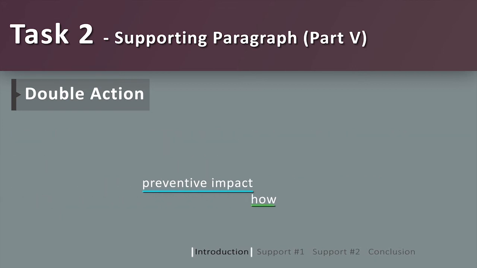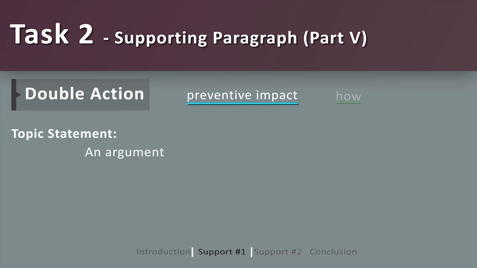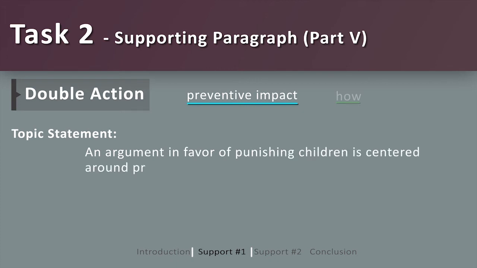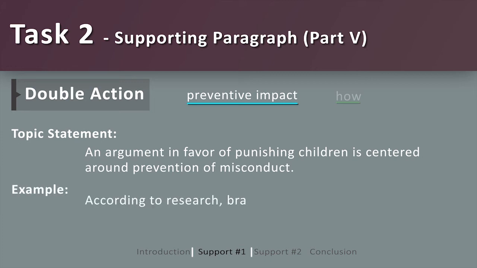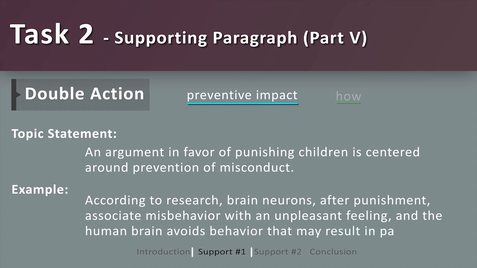The first supporting paragraph explains the preventive impact of punishment. An argument in favor of punishing children is centered around prevention of misconduct. According to research, brain neurons, after punishment, associate misbehavior with an unpleasant feeling, and the human brain avoids behavior that may result in pain.